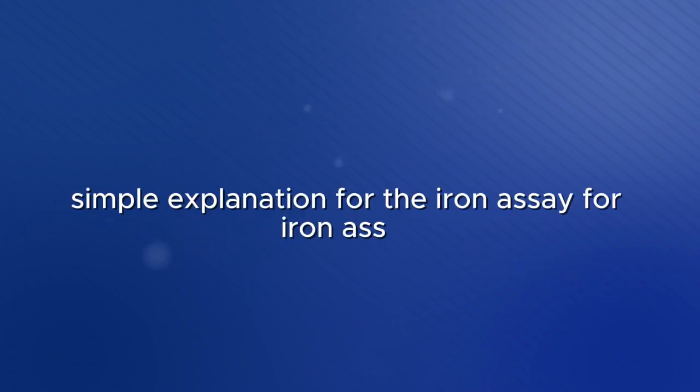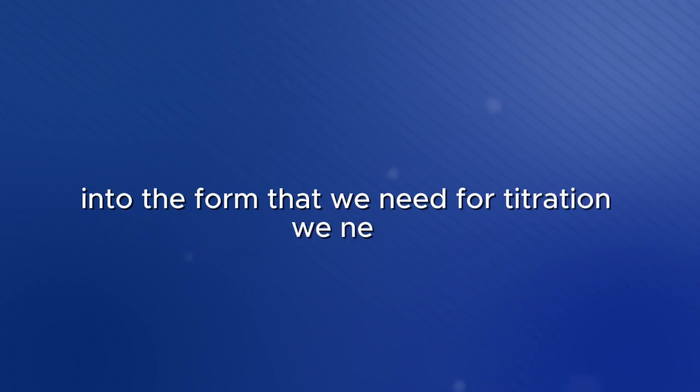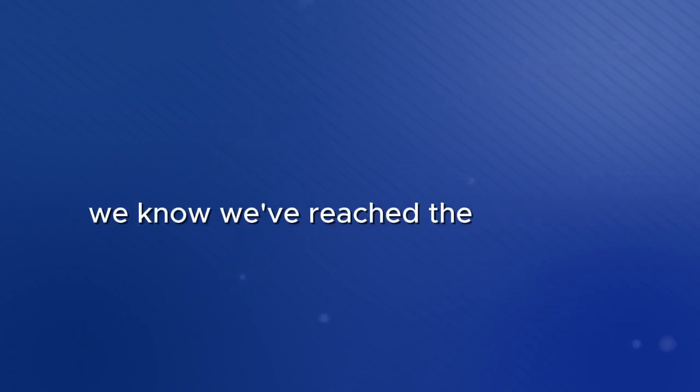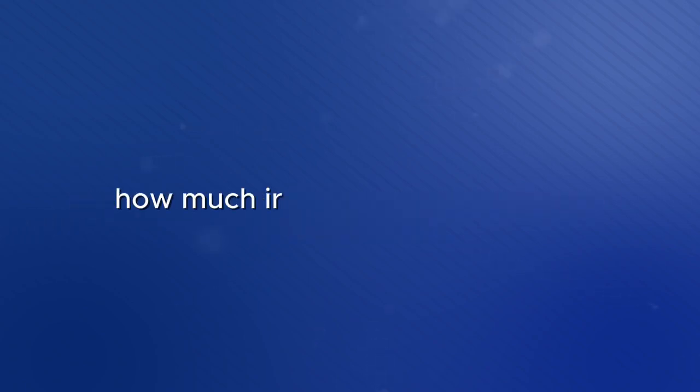Simple explanation for the iron assay. For iron assay, we first dissolve the sample and convert the iron into the form that we need for titration. We then use potassium permanganate to react with Fe2+ ions. Once a faint pink color remains, we know we've reached the endpoint. From the amount of permanganate used, we can calculate how much iron was present in the sample.